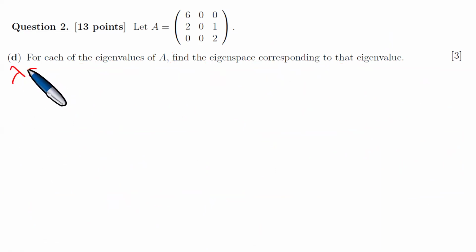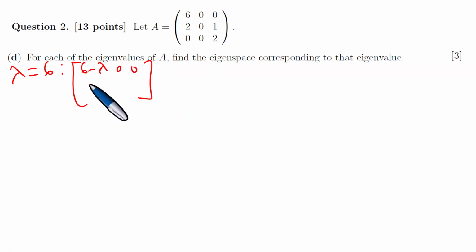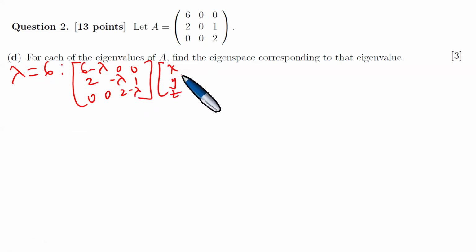So the next one is lambda equals 6. For lambda equals 6, we find the null space of this. I'm just writing this formula here so that we're on the same page. I know that it's maybe a very obvious formula. So you'd have a 1 there, 0, 0, 2 minus lambda, and then x, y, z, and then 0, 0, 0.